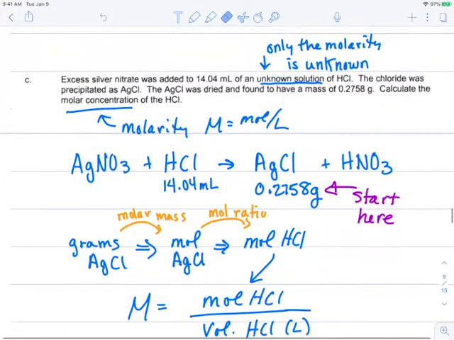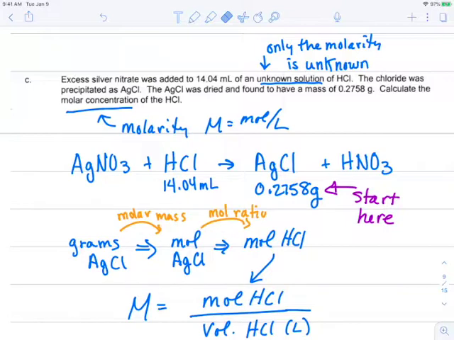All right, so next up is C. It says excess silver nitrate is added to 14.04 milliliters of an unknown solution of HCl. A lot of times students say, well, what's unknown about it if it's HCl? We know it's HCl. The only unknown part is the molarity, and that's what you're solving for here.